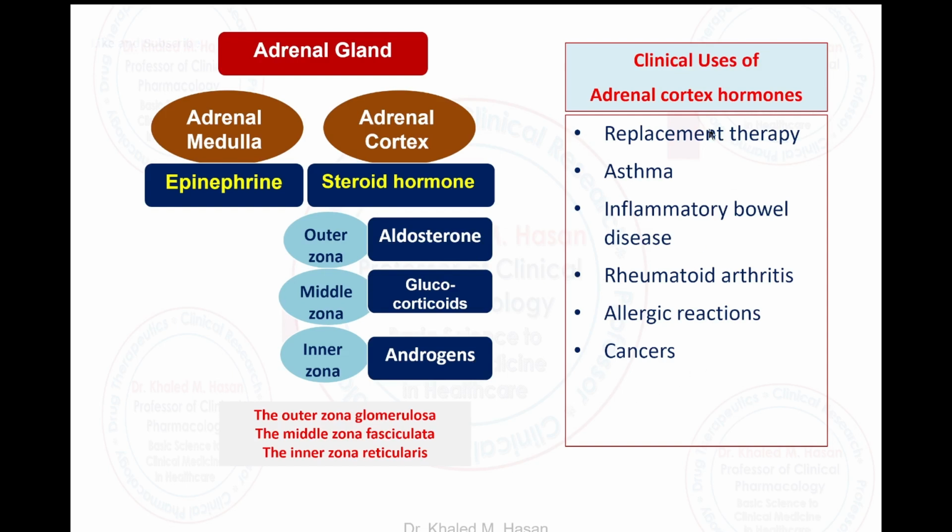As a part of our lecture, we need you at the end of this lecture to be familiar with the most popular clinical uses of cortisone. Cortisone could be used for replacement therapy, for asthma, and for inflammatory bowel disease such as Crohn's and ulcerative colitis. Cortisone or glucocorticoid could be used for patients with rheumatoid arthritis, allergic reaction, and cancer. We have so many factors and interactions with disease. We are going to cover all these clinical uses in this lecture today.